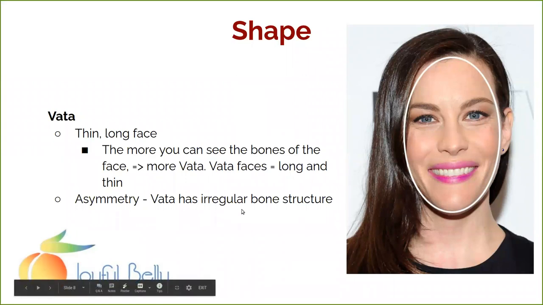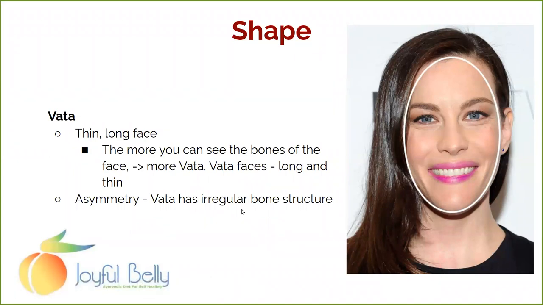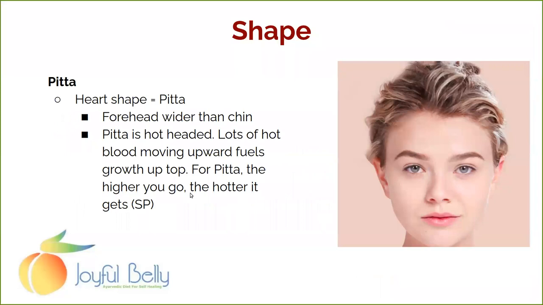So in general, the more you can see the bones on a person's face, the more Vata they are. And so Vata faces are long and thin, and there may be asymmetry. In this photo here, a very beautiful person, there is no irregularity in the face, but often in Vata, there is some irregularity in the bone structure. Pitta is going to have a little bit more of a heart-shaped face.